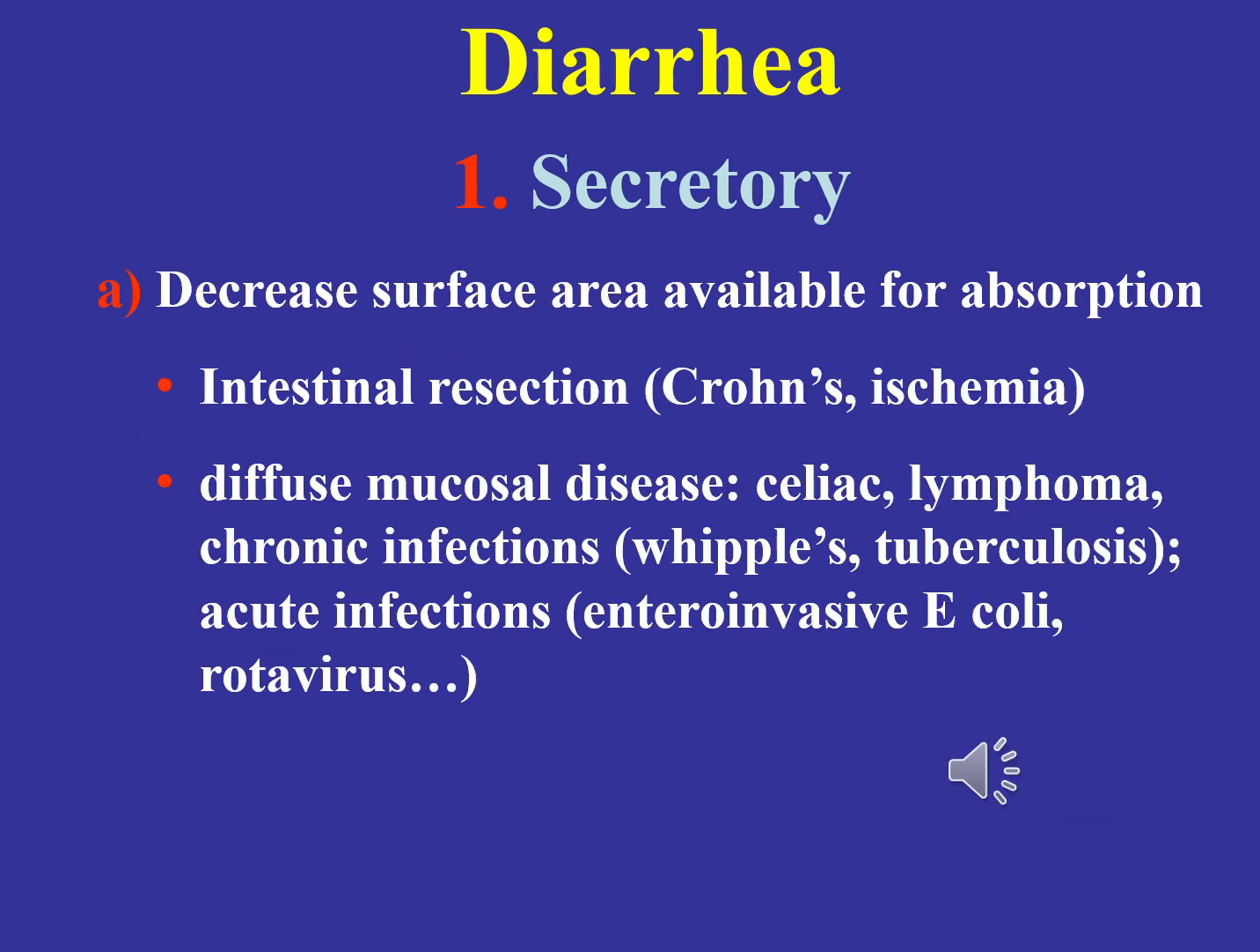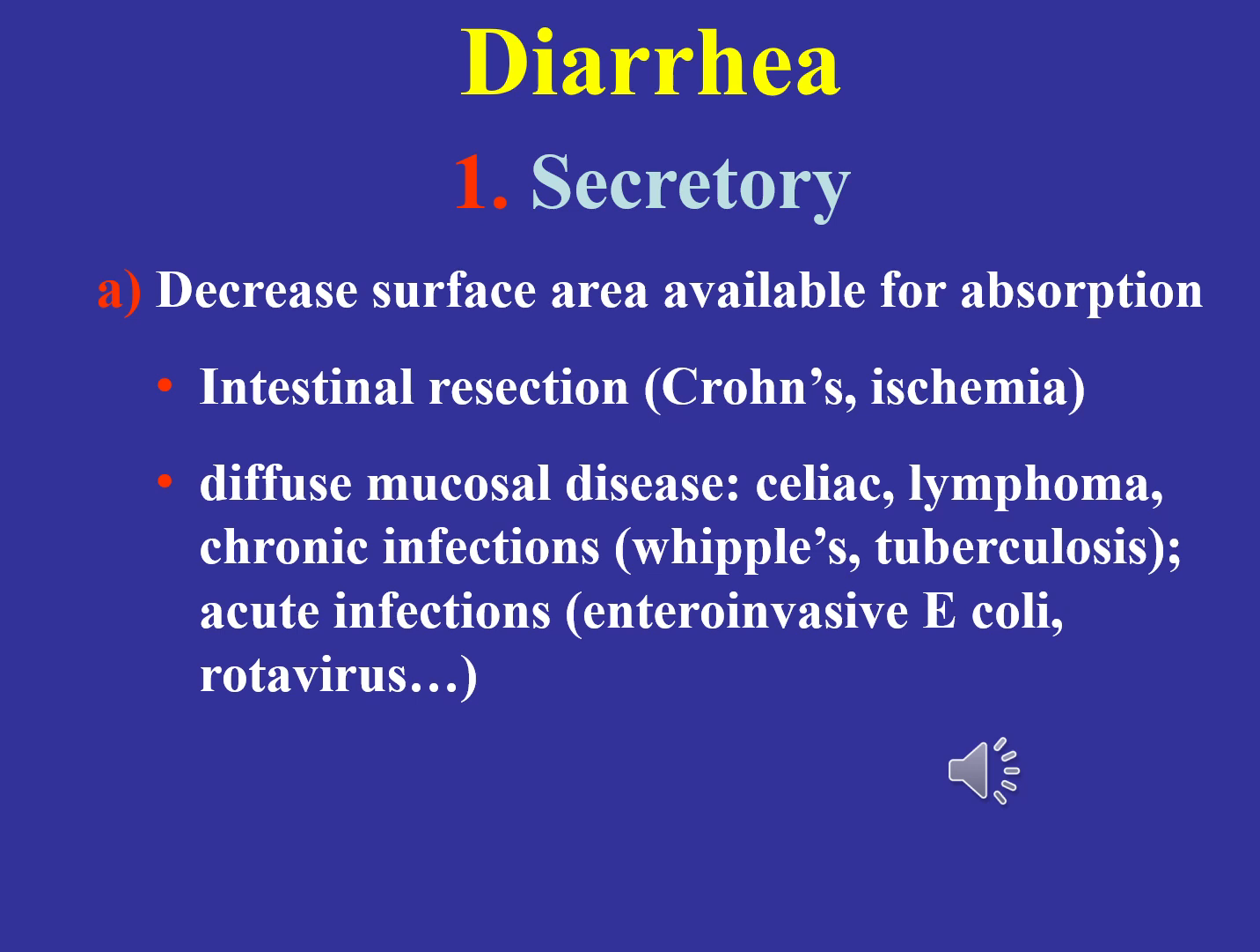The decreased surface area available for absorption can be due to several reasons, such as intestinal resection, like in Crohn's disease or intestinal ischemia, or diffuse mucosal disease. The diffuse mucosal disease includes conditions such as celiac disease, where there is destruction of the villi that are responsible for digestion and absorption. You can get this with lymphoma, where there is destruction of the enterocytes, or with chronic infections like Whipple's disease or tuberculosis.